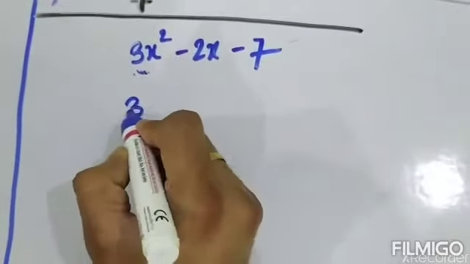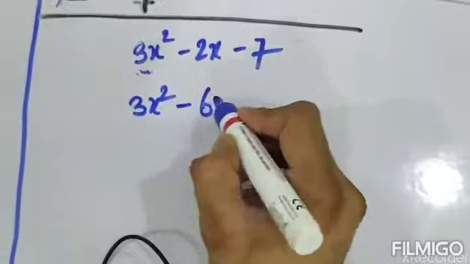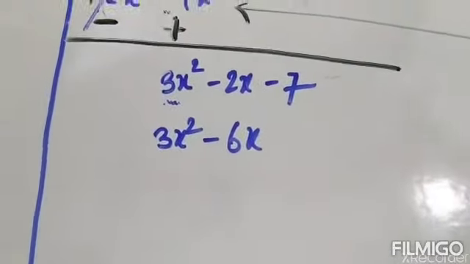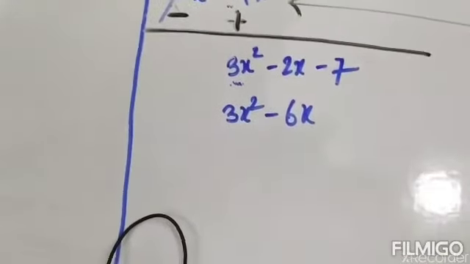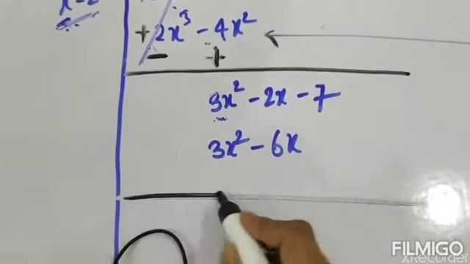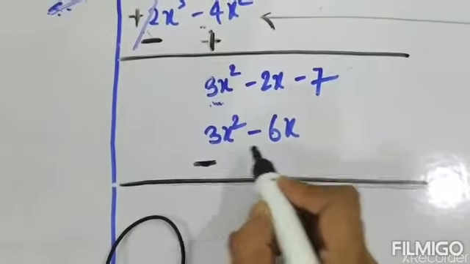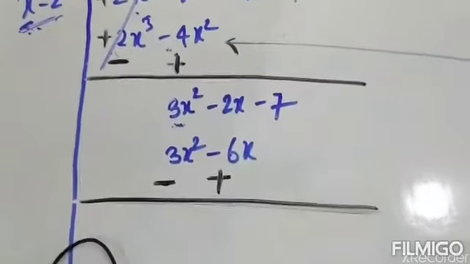So 3x square minus 6x. And after this we are changing the symbol. Both are positive, so negative here. This is negative, here negative, so this is what? Positive. We are changing the symbol now.